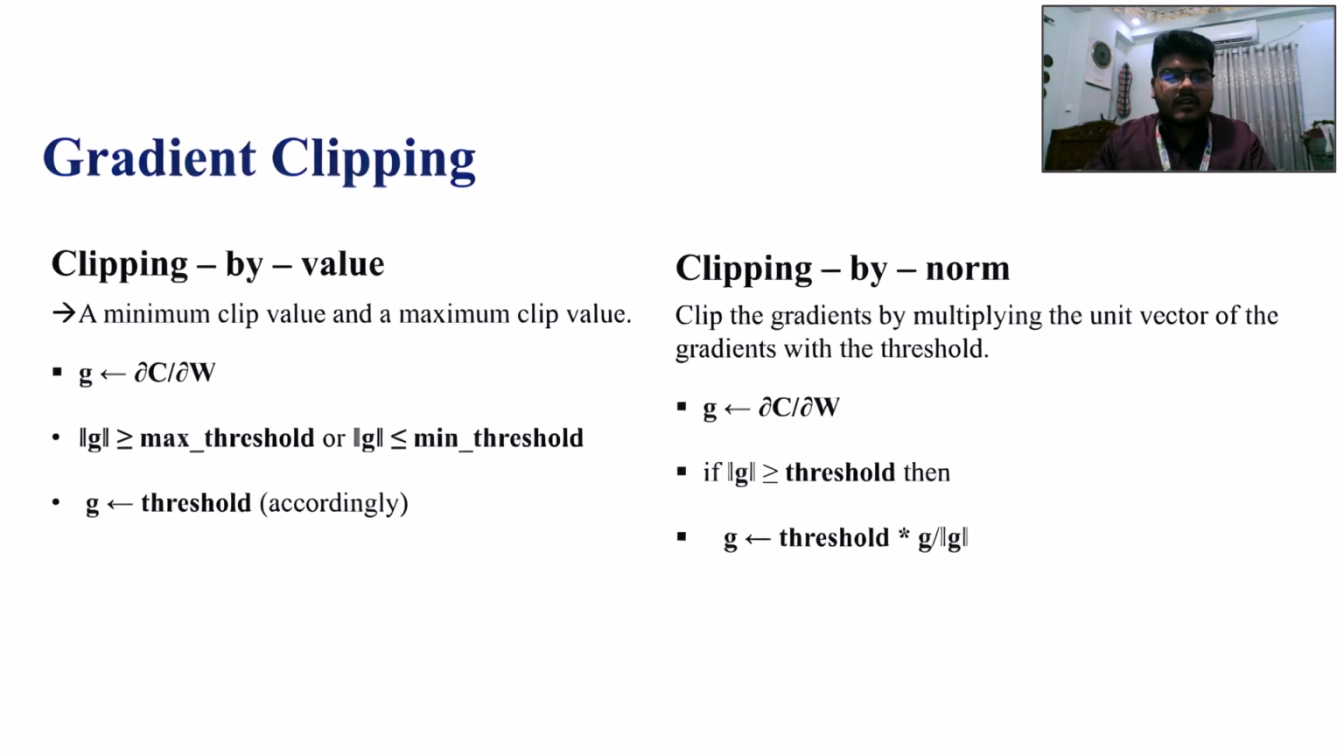Gradient clipping: clipping by value and clipping by norm. With clipping by value, we set a minimum clip value and a maximum clip value. With clipping by norm, we clip the gradients by multiplying the unit vector of the gradient with the threshold.